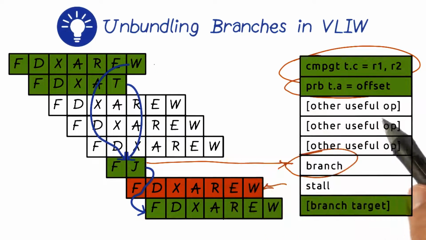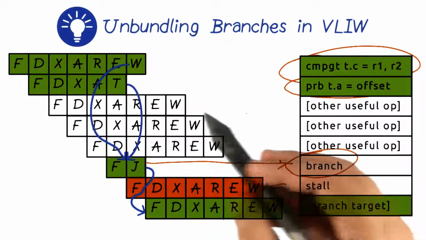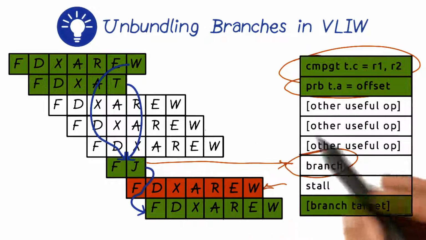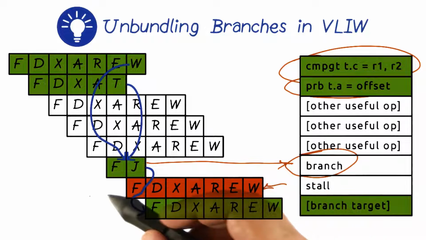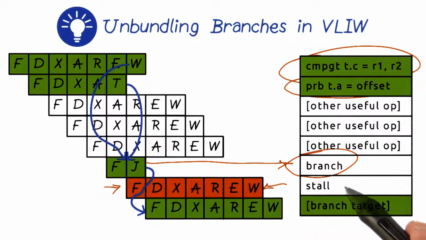The compiler does these things, and we can fill up in between operations with some other instructions, and we have only 1 delay slot finally to worry about for a branch. And therefore, this type of unbundling is very, very efficient in terms of having to worry about the least amount of delay slot over here.